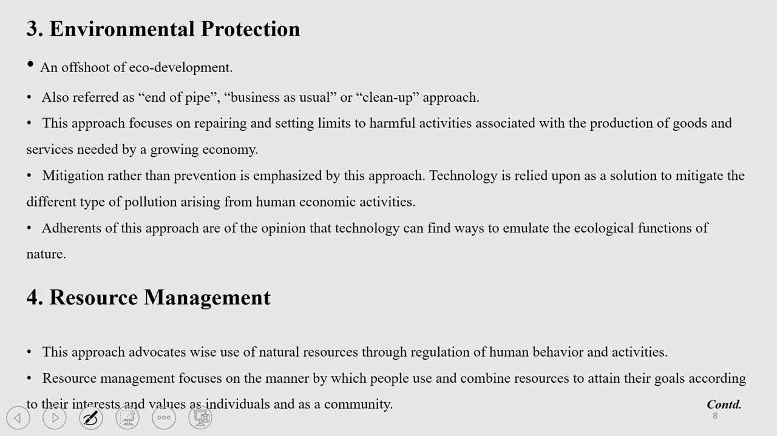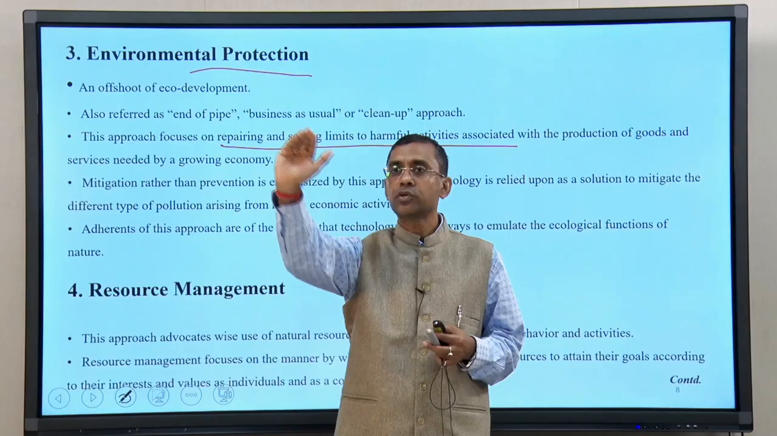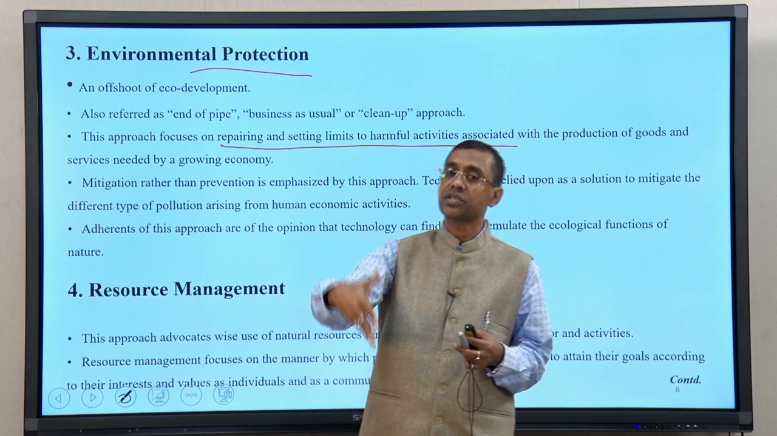Next, environment protection. From the name itself, it is clear that this paradigm talks about taking care of the environment. You use resources, but you also look at the management, maintenance or repair of this environment. It limits some of the harmful activities that could be associated with the production of goods or extracting resources. So it limits the amount of resources that should be utilized. It also says that technology can find a way to emulate the ecological functions of nature. So in this paradigm, importance is given to the maintenance of the environment. It also sets limits, that up to this you can utilize resources in this manner. So some amount of restrictions are there.